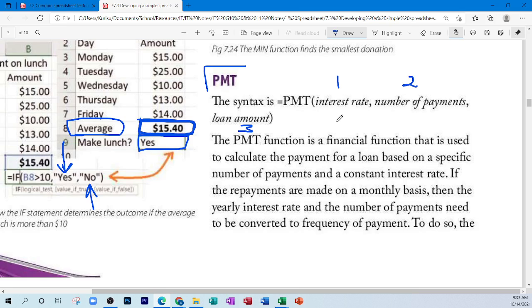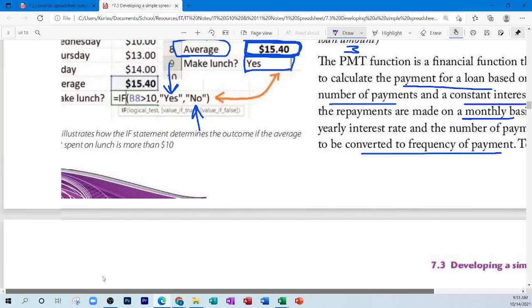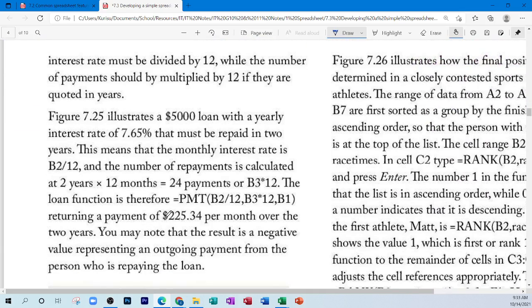The syntax is equal PMT, interest rate, number of payments, loan amount. The PMT function is a financial function that is used to calculate the payment for a loan based on a specific number of payments and constant interest rate. If the repayments are made on a monthly basis, then the yearly interest rate and the number of payments need to be converted to frequency of payment. To do so, the interest rate must be divided by 12, while the number of payments should be multiplied by 12 if they are quoted in years.